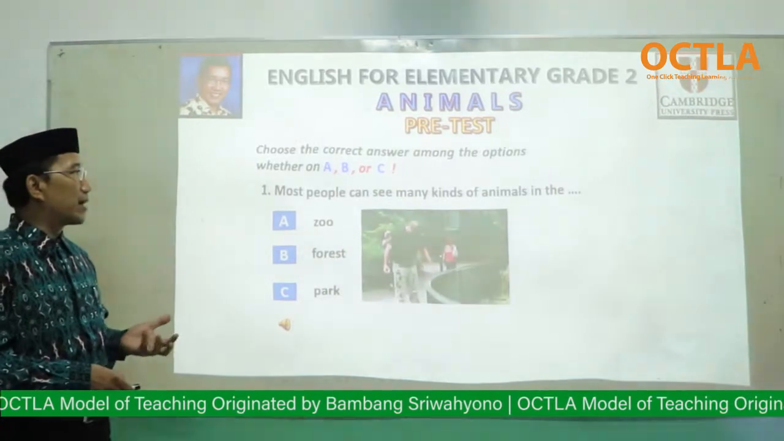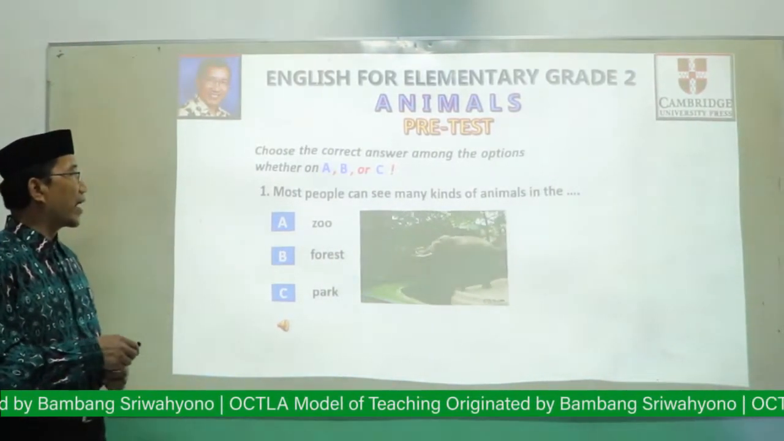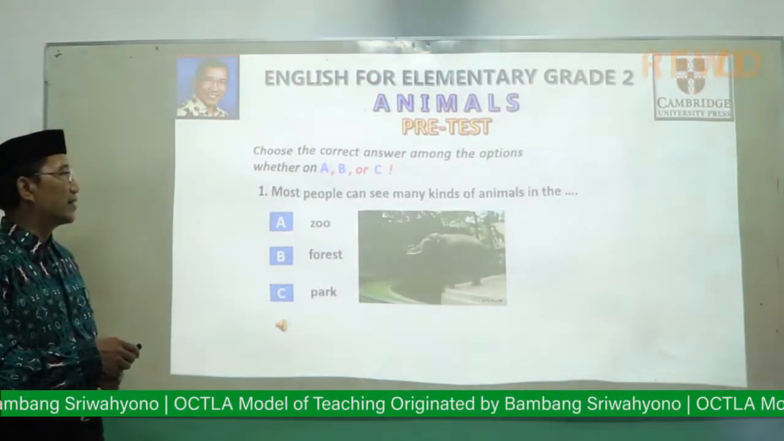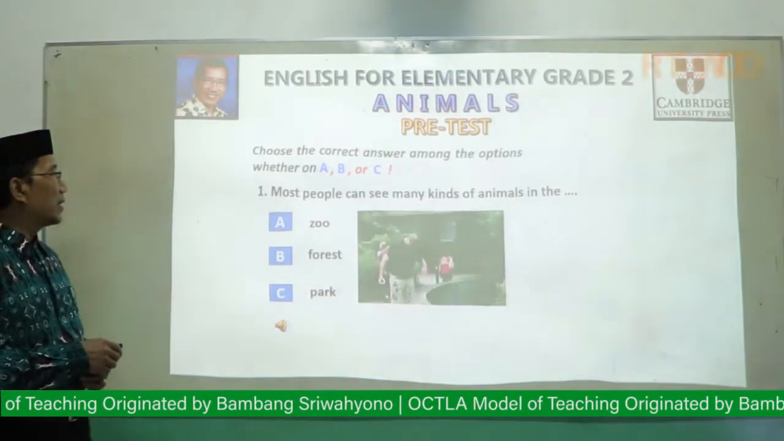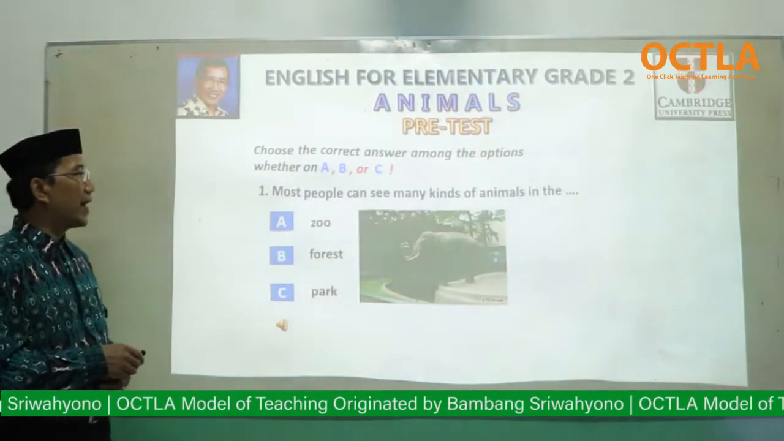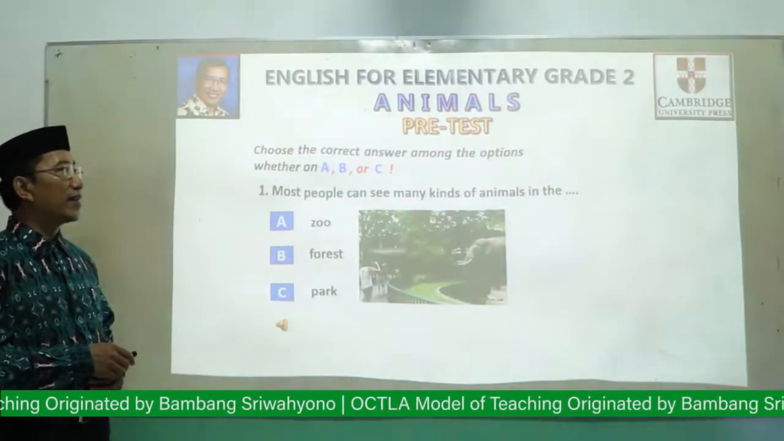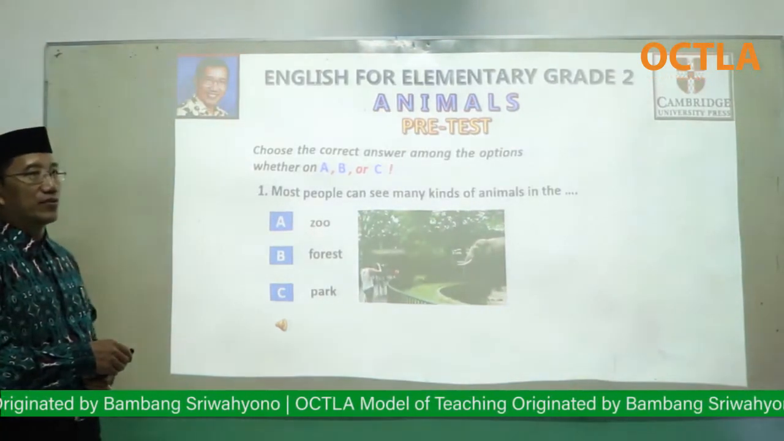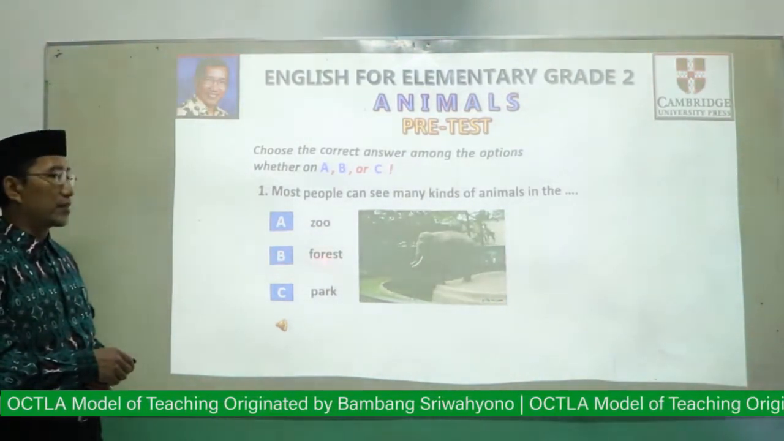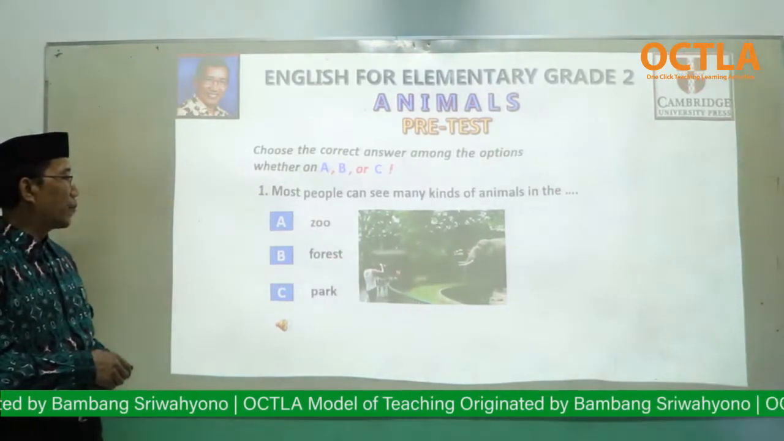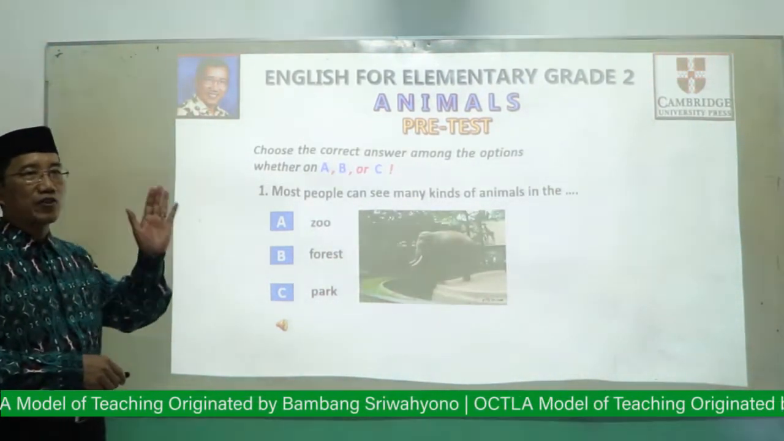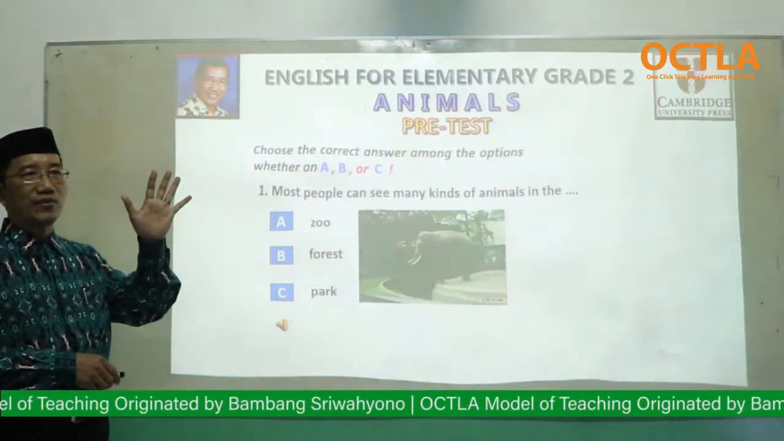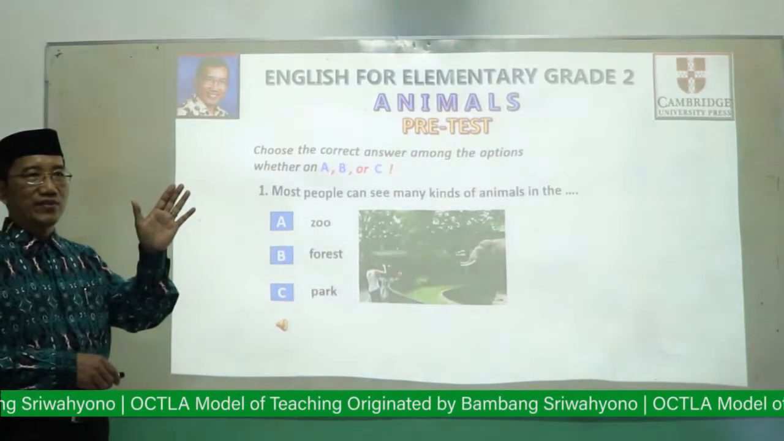Choose the correct answer among the options, whether A, B, or C. First question. Most people can see many kinds of animals in the blah blah blah blah. A, zoo. B, forest. C, park. Now give your answer and I will count from 5. Please start.